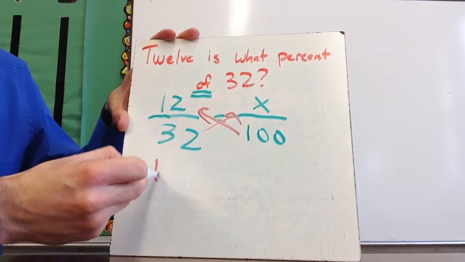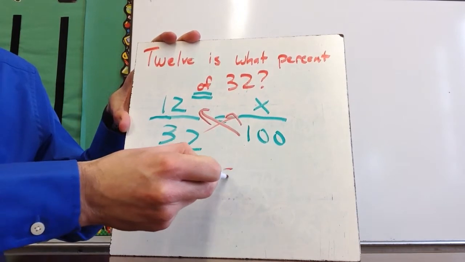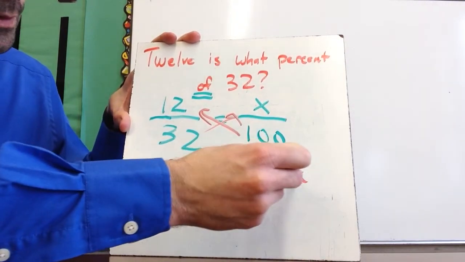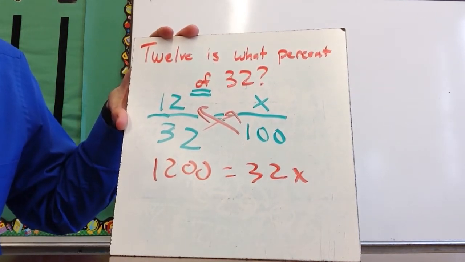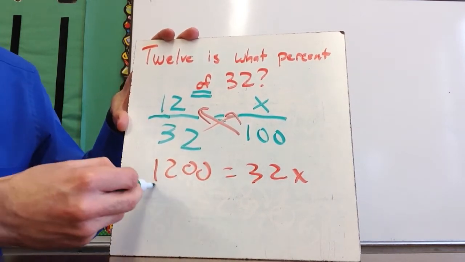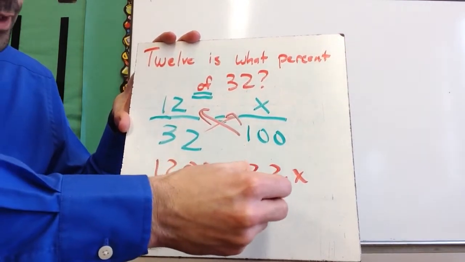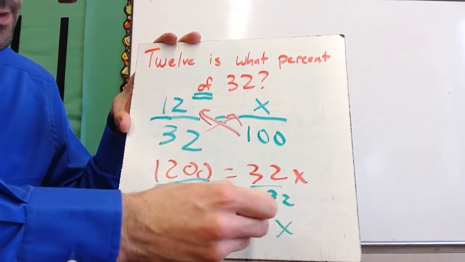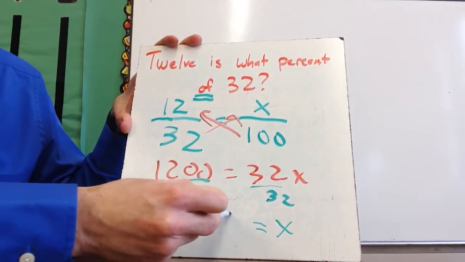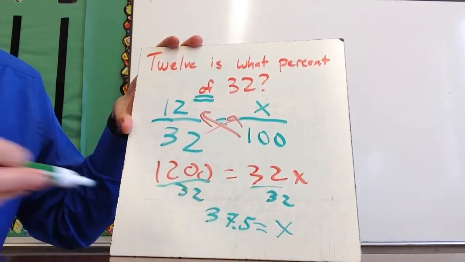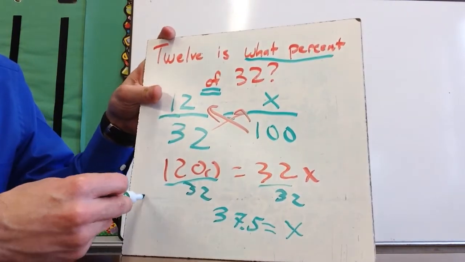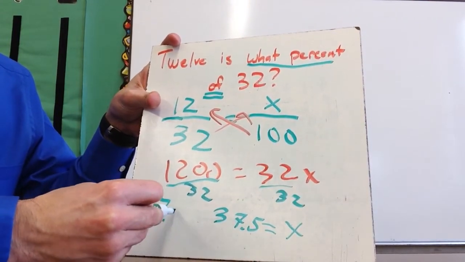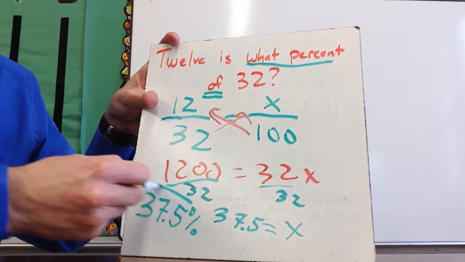Okay, and so I get 1200 equals 32x. And then if I take my calculator and divide both sides by 32, I should get x equals 37.5. Now, in this particular problem, remember I'm looking for what percent. So my answer actually would need to be in the form of a percent. So my answer should be 37.5%.